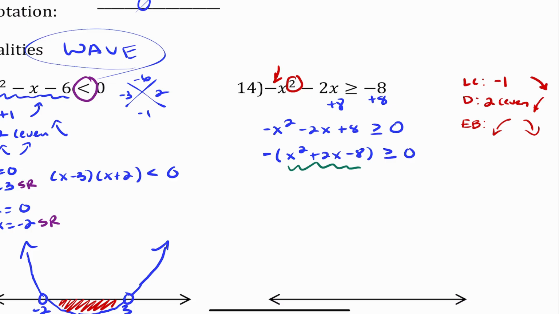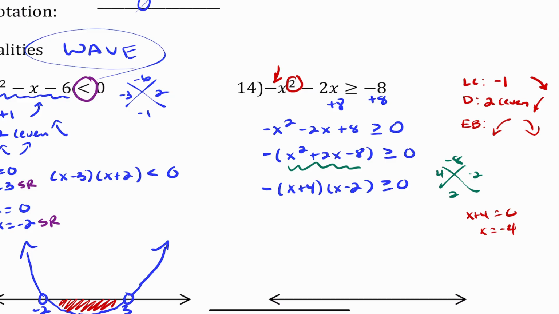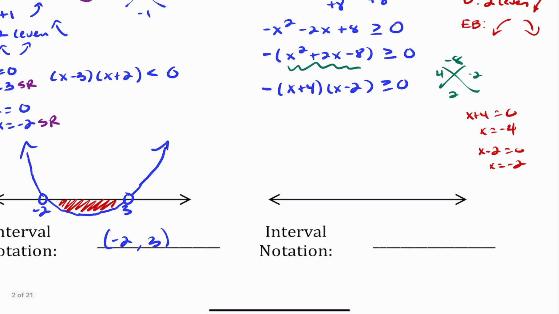Now, this thing, I'm going to go ahead and factor. I have -8 and +2. So I'm thinking 4 and -2. 4 times -2 is -8, and then if you add those two numbers together, you get 2. So you have a negative, and now I'm going to rewrite. I get x plus 4 times x minus 2, which is greater than or equal to 0. Now we have x plus 4 equals 0, and you get -4. And you have x minus 2 equal to 0. You get 2. So those are your critical points.